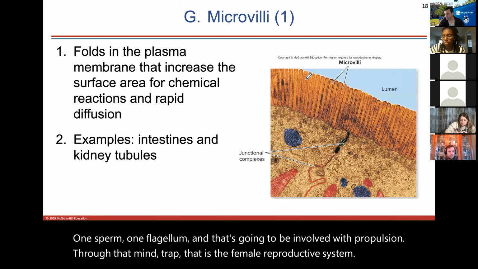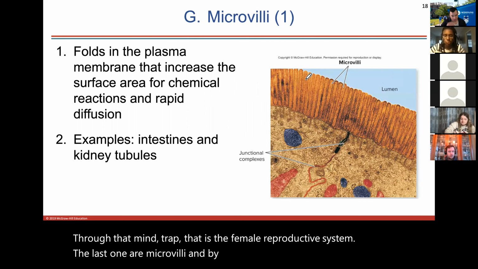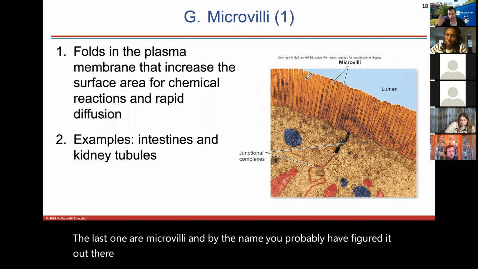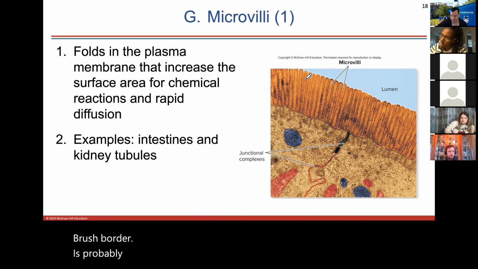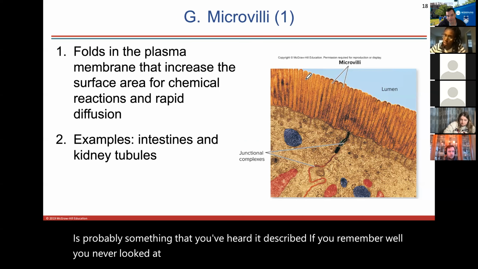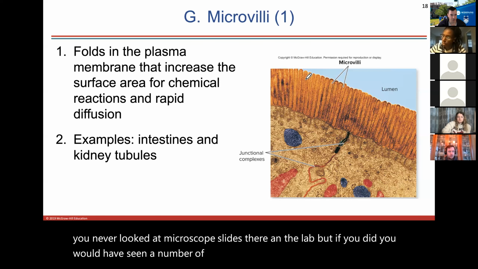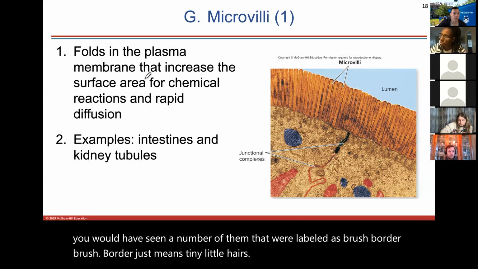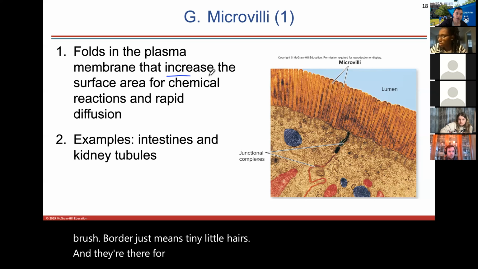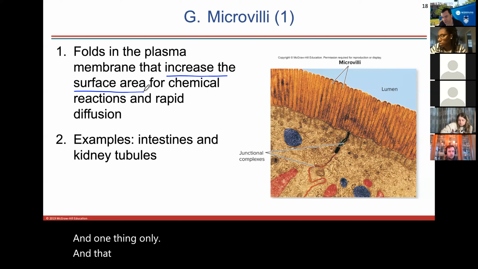The last one are microvilli, and by the name, you probably have figured it out. They're really small. Brush border is probably something that you've heard it described. If you remember, well, you never looked at microscope slides there in the lab, but if you did, you would have seen a number of them that were labeled as brush border. Brush border just means tiny little hairs, okay? And they are there for really one thing and one thing only, and that is to increase surface area.